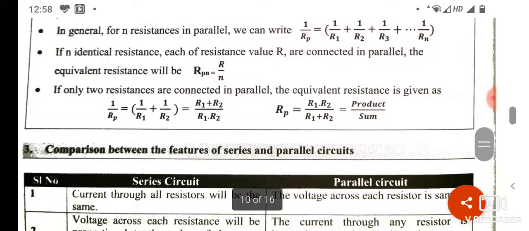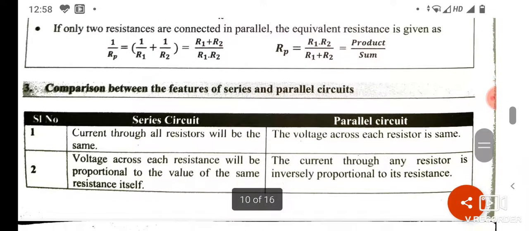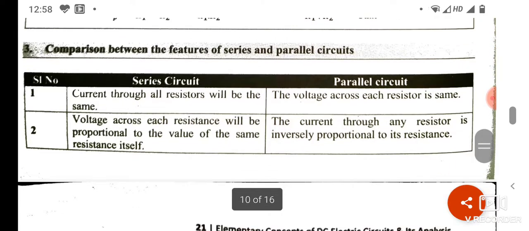So coming back once again to the series and parallel network, in series current through all resistors will be the same. In parallel, voltage across each resistor will be the same. In series, voltage across each resistance will be proportional to the value of the same resistance. So V is proportional to the value of the same resistance. But in the case of parallel circuit, the current through any resistor is inversely proportional to the resistance, 1 by R.